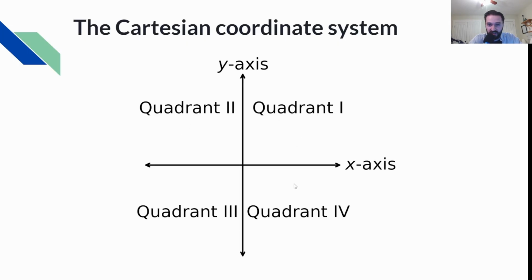It moves counterclockwise. We start here with quadrant 1, we move to the left, we're in quadrant 2, down here we're in quadrant 3, and then over here we're in quadrant 4. We need to know these naming conventions for future college algebra problems. Sometimes they'll ask you which quadrant you're in. So that's how that works.